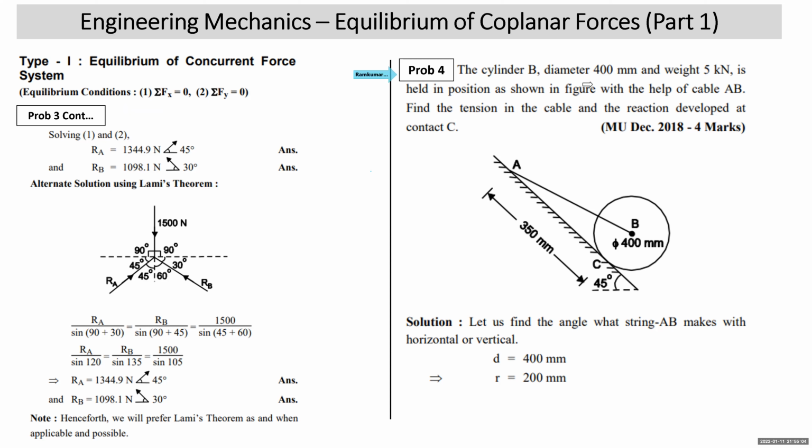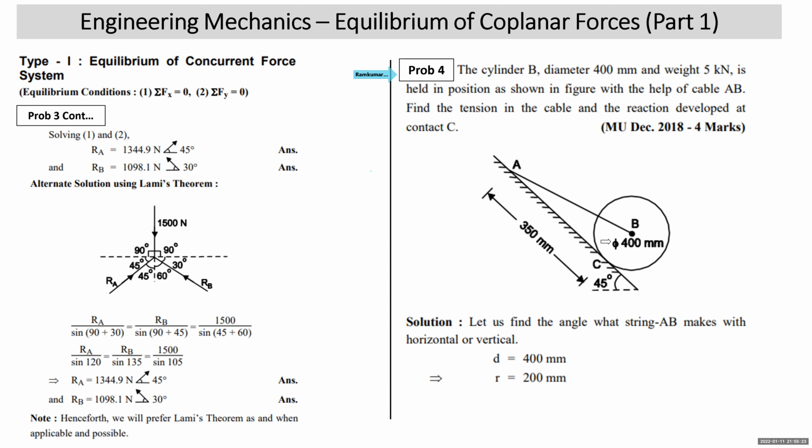A cylinder B of diameter 400 mm and weight 5 kilonewton is held in position as shown in the figure with the help of the cable AB. Find the tension in the cable and reaction developed at the contact. The problem is taken from the Mumbai University examination of December 2018 with 4 marks.